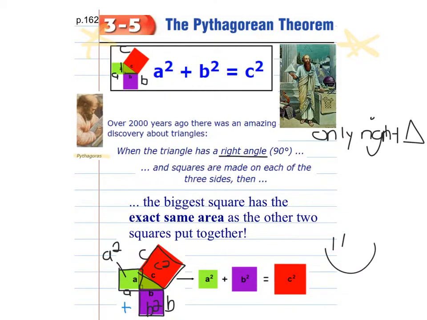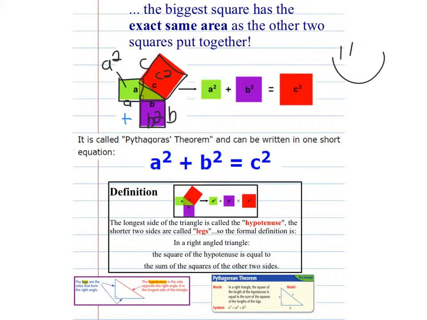Pretty cool, huh? So that huge big concept is called the Pythagorean theorem, and it can be written in one short equation: a squared plus b squared equals c squared. Make sure you have this written down once, if not multiple times.